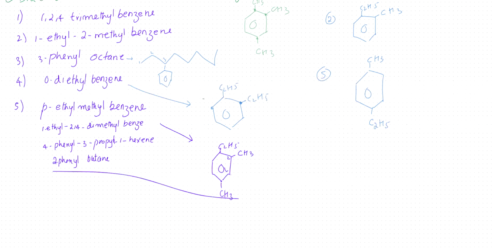And next one. Okay. 2-phenylbutane. So 2-phenylbutane, phenyl is a side chain. Butane means 4 carbons. So make 4 carbons, CH3, CH3. 2-phenyl, so here a phenyl group is attached. H and CH2. So 2-phenylbutane.